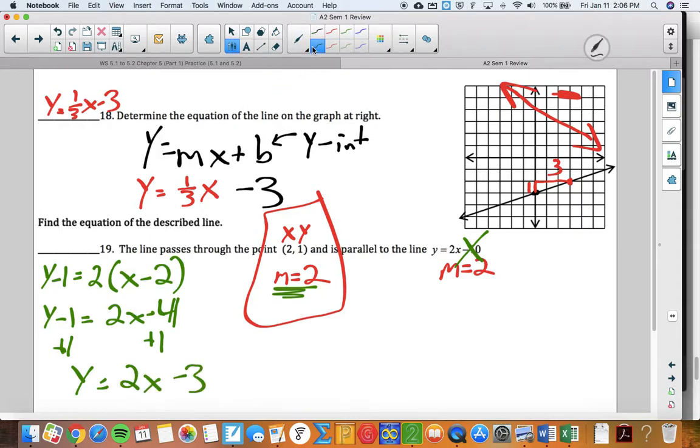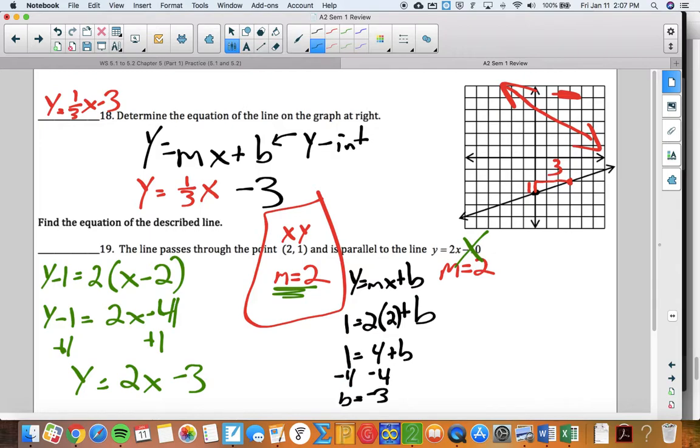If you don't like that method, you could use slope-intercept form. Again, we don't know the y-intercept, so that's going to stay b. Your y value is 1, your slope value is 2, your x value is 2. So 1 equals 4 plus b. Now solve for b, your y-intercept. So subtract 4, you get b equals negative 3 again. So regardless, we know our slope is 2, so y equals 2x. And our y-intercept is 3, so minus 3.